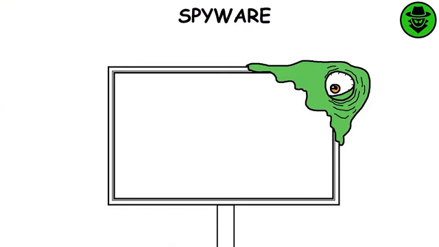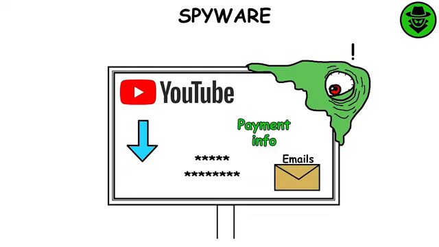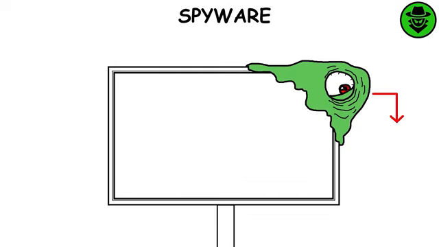Spyware. It's a type of malware that infects your computer and secretly gathers information about you, including the sites you visit, the things you download, your usernames and passwords, payment information, and the emails you send and receive. After this information is gathered, it's usually sent to a cybercriminal who may sell it, use it, etc.